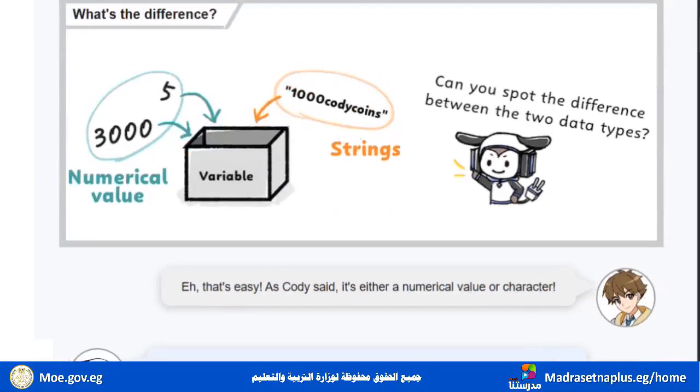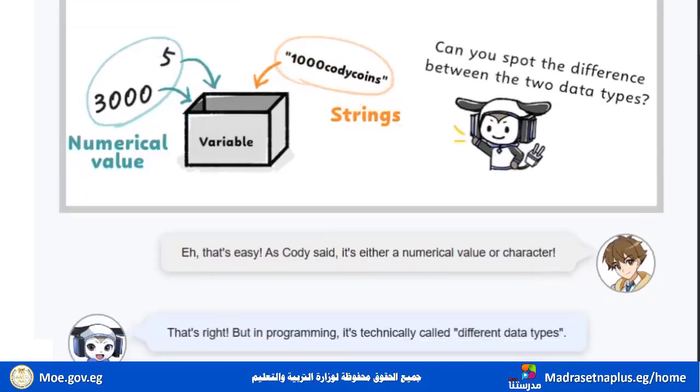What is the difference? 5 and 3000 are numerical values. "1000 Qudi coins" is a string. How do you know? Because it contains characters, but 5 and 3000 don't contain any characters. Can you spot the difference between them? Yes. Strings should be put between double quotations, and numbers shouldn't be put between any type of quotations. It's easy.